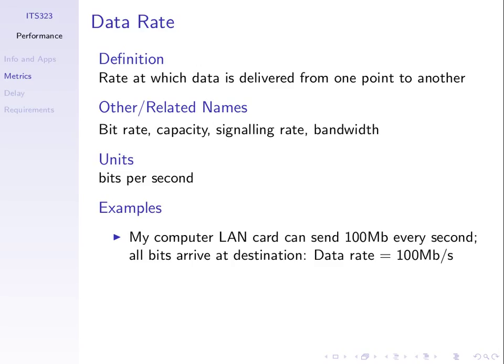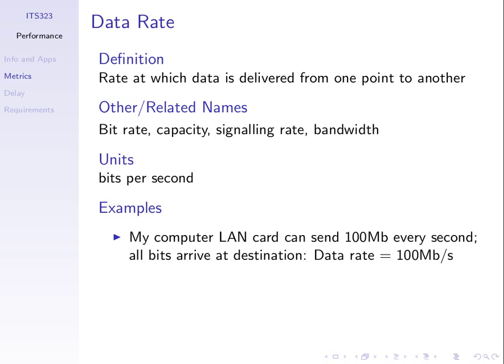Anyone have cable? Cable internet? And how fast? 10? Usually you pay for faster, as normal. But generally cable can go faster, but you need to pay more. Any people from outside of Thailand here? Maybe you have different technologies or different speeds? How fast is home internet in the dorm or in an apartment? Around 10 megabits per second? Okay, so in the order of a few to tens of megabits per second.